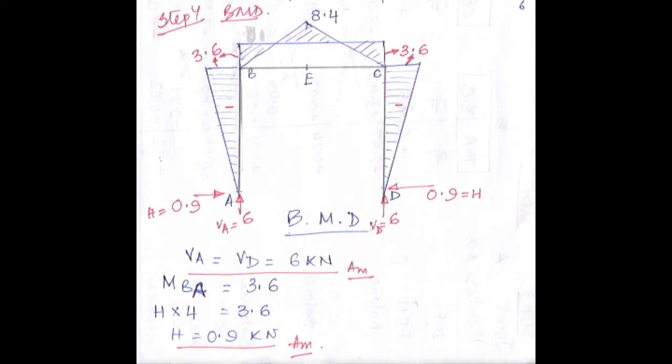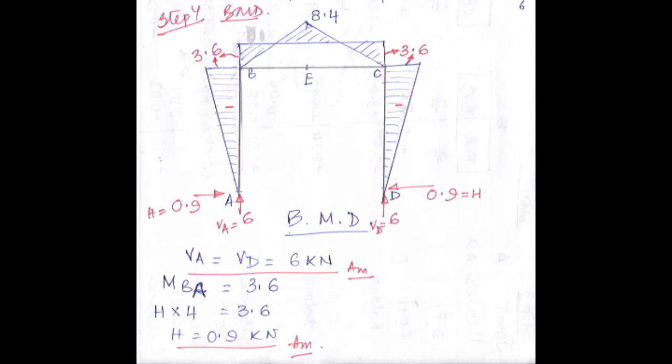So now let us have a look at how we can draw the BMD, the last step, number 4. As I have told you, fixed end moment at AB is 0, because that is the hinge part. But BA we have found out minus 3.6, BC minus 3.6. So again CD minus 3.6 and CB minus 3.6. So here initially it is 0 at A, and then it is 3.6. Similarly for D it is 0 and then it is minus 3.6.